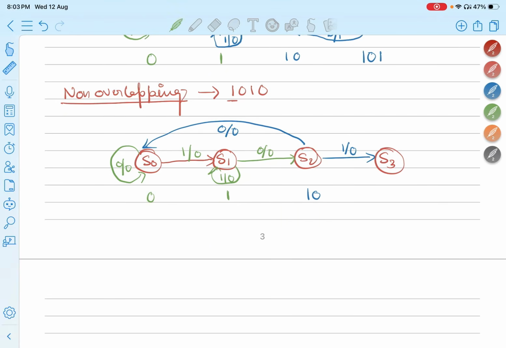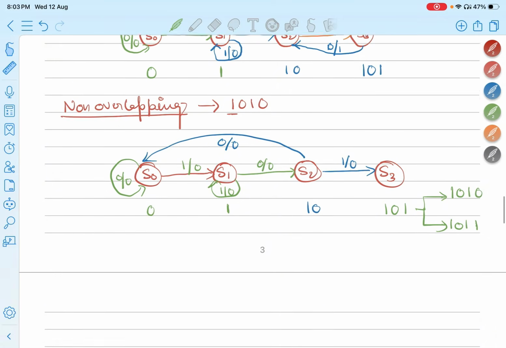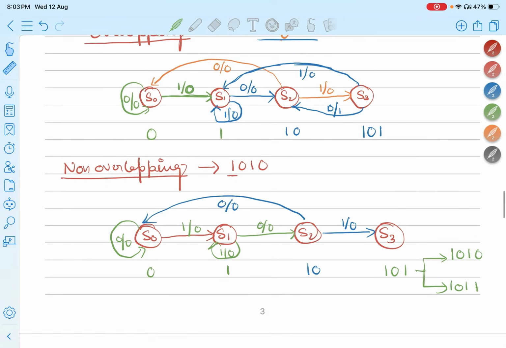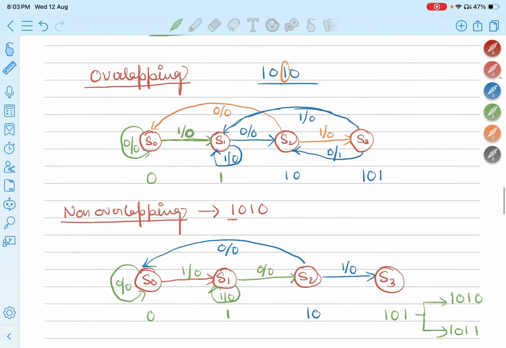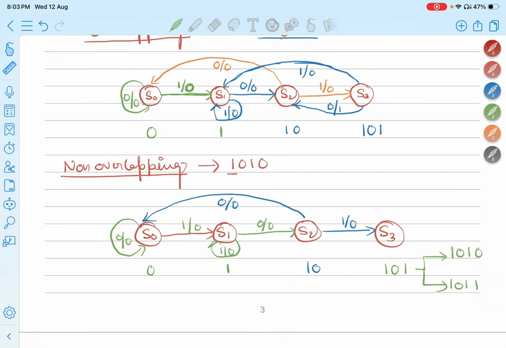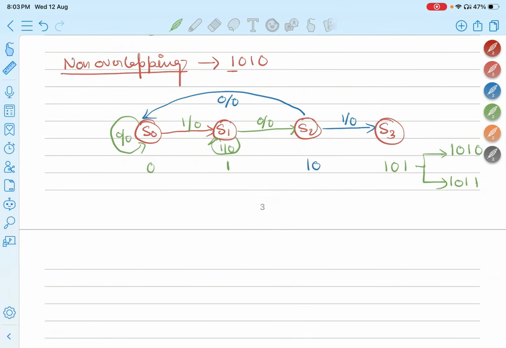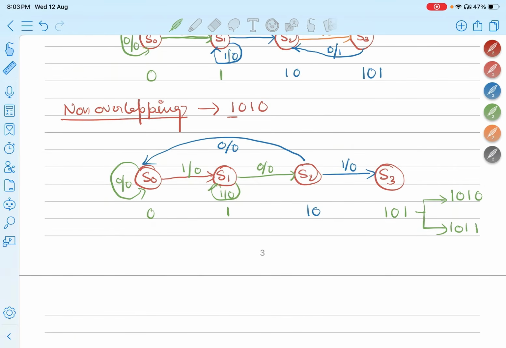So now we are at 1 0 1. This is the last state, right? There are two chances, either 1010 or 1011. Everything is the same till now. Now the things are different at the last state. You can check in the overlapping also, the things were the same, but in the last stage there are some changes, because this is non-overlapping. So in this case, we have to check for the last bit, the LSB.